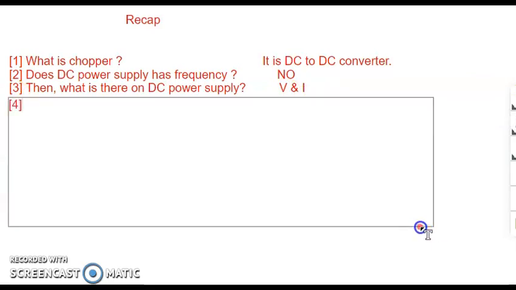Fourth question: what are the types of the chopper? There are three types of choppers. That is called a buck converter, which is a step down. Yes, come on, answer in the chat box. Boost converter. Then the next one is a buck boost converter. That's all. So this is the classification or types of the chopper: buck converter, boost converter, and buck boost converter.